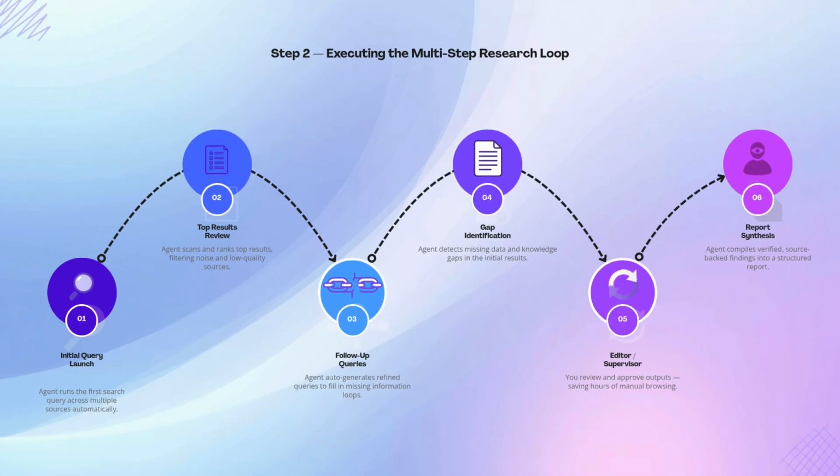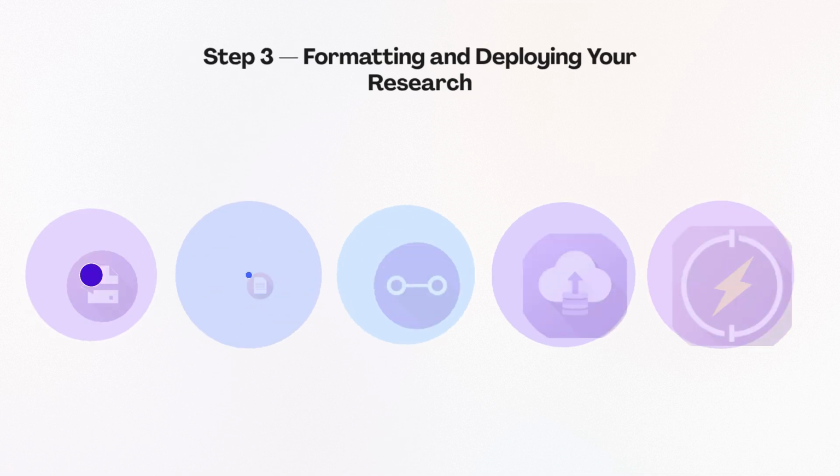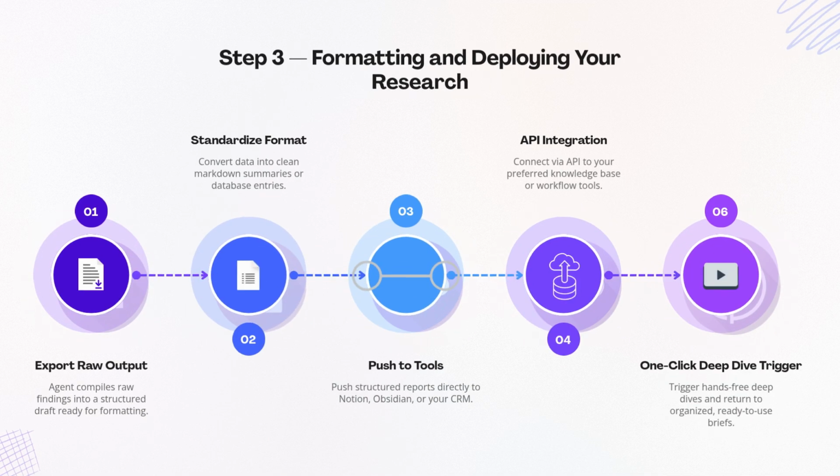Step number 2. Let the multi-step research loop run. Instead of a single query, an agentic workflow executes a sequence. It runs query A, reads the top 3 results, identifies missing data points, and automatically generates query B and query C to fill the gaps. While the agent is gathering information across the web, your job shifts from manual laborer to editor. You aren't hunting for links, you are supervising the synthesis engine. This cuts hours of multi-tab browsing down, which brings us to the final step, formatting and deployment.